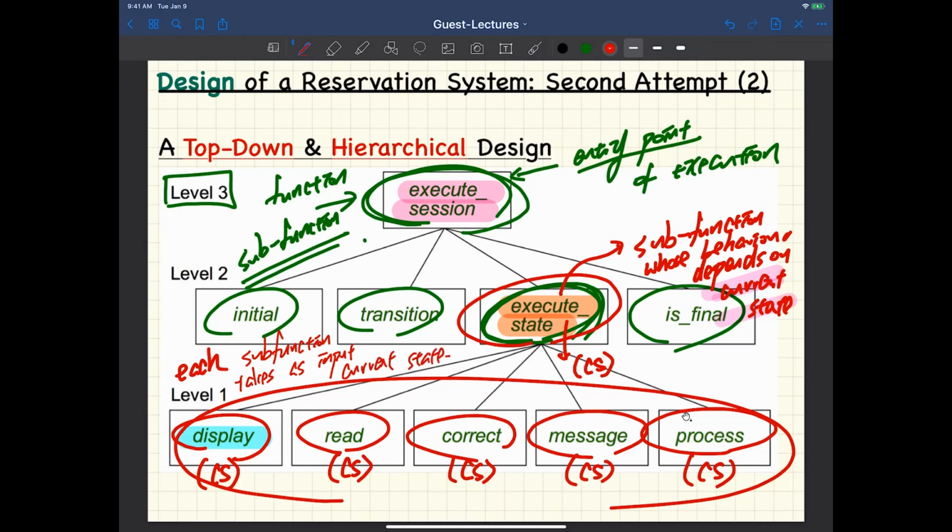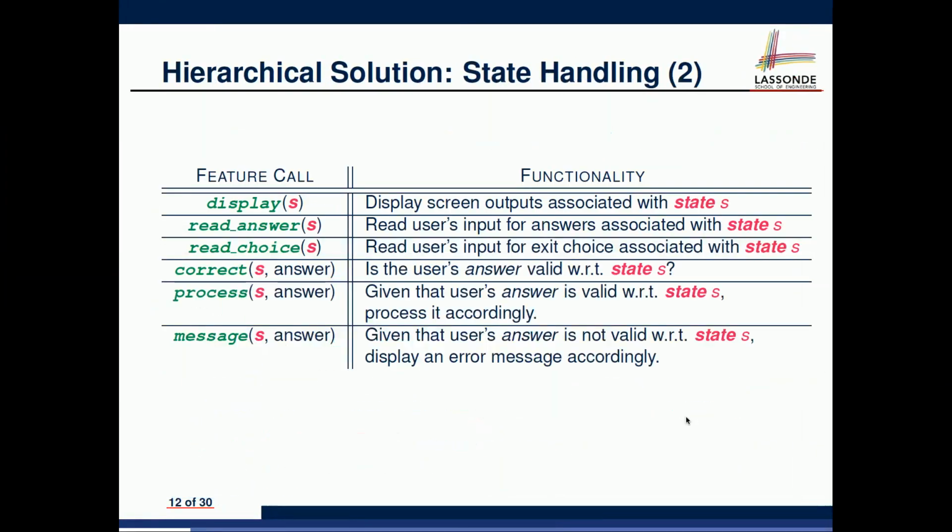Okay? So now we have seen all the three levels. So now we should have enough ground to criticize the design. Okay, we'll get there. So this is just a summary of what each routine is supposed to do. Exactly how you do it is not important for the discussion here. Just know that we have different sub-functions, and every one of them should know what the current state is, and then behave accordingly. That's the main message here.